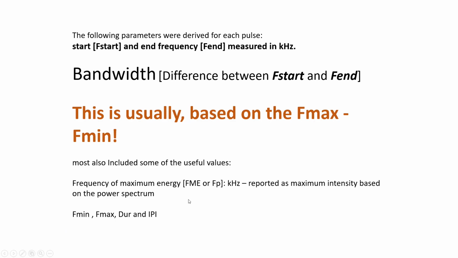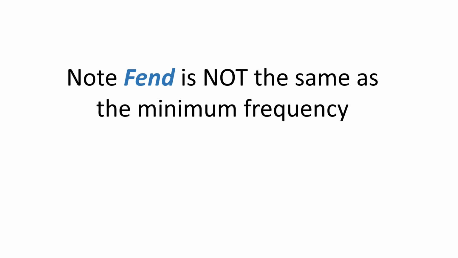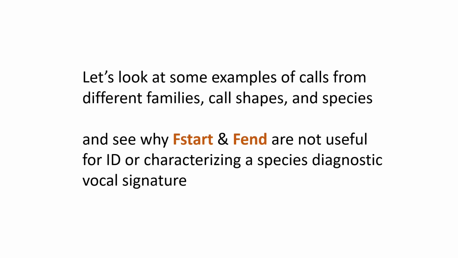So the papers were useful in that they were putting out at least some standard values in addition to this start and end frequency. Let's clarify things. F start is not the same as F max, or maximum frequency. F end, or end frequency, is not the same as the minimum frequency. So let's look at some examples from different families, call shapes, and species, and see why F start and F end are not useful for identification or even characterizing a species' diagnostic vocal signature.